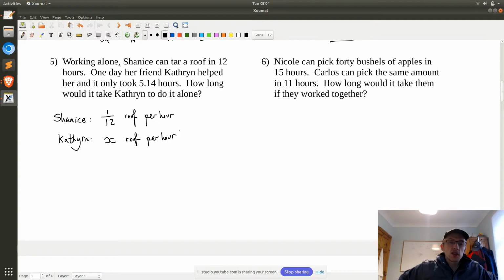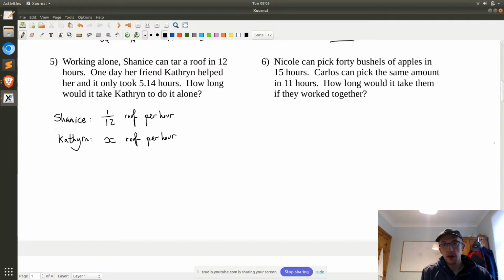Okay, so could Catherine's speed be 20 roofs in an hour? Like she's Superwoman. Could it really be that? The answer is no. Because if Catherine were helping Shanice, clearly, yeah, Shanice is going to slow her down, but by that much? No. So we have some idea, right? But anyway, point is that we don't actually know. So we're going to just say X for Catherine's speed.